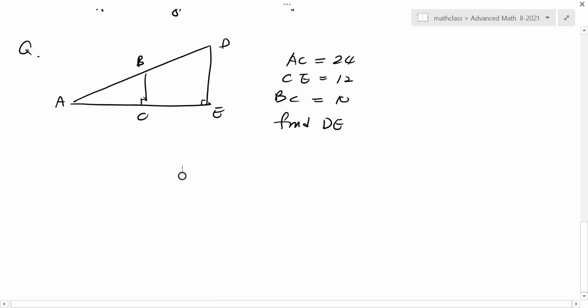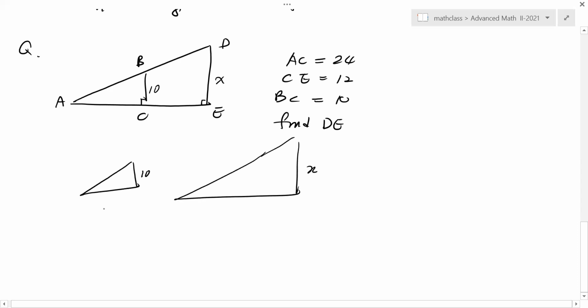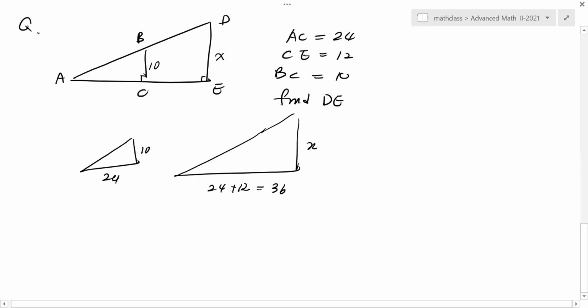Right. So it's the same idea, right? This is D, I call it X, right? So those two triangles are similar. BC is 10, right? Here's X, here's 10. AC is going to be 24, and AE is going to be 24 plus 12, that's 36. So you can say that X over 10 should be equal to 36 over 24.